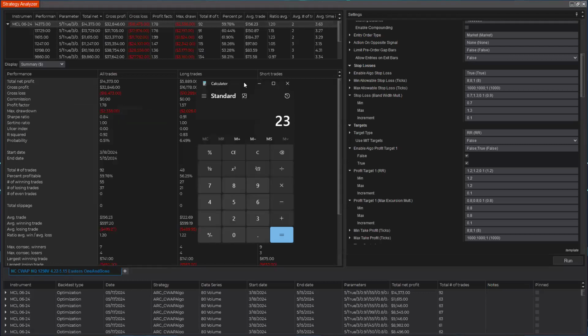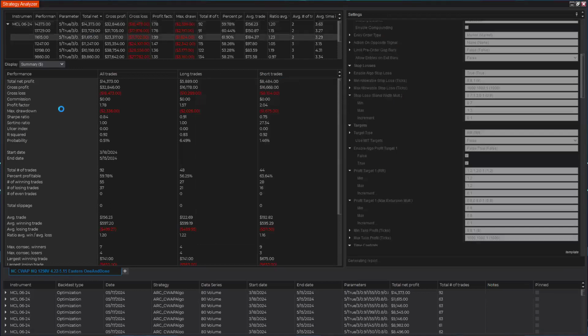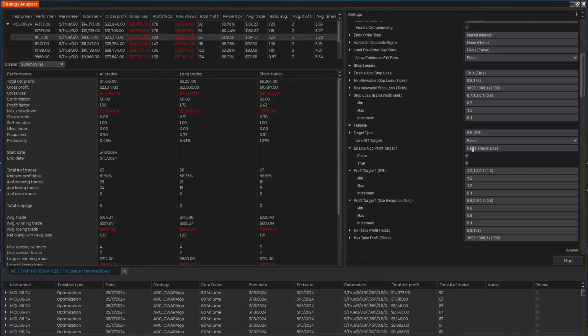Let's go 23.36 divided by 14. Okay, so that's 16.2, which is fantastic, by the way. And this one's a little lower. So we're probably still better off with this one. From a prop trading standpoint, probably still better off with this. All right, so 0.8 is still kind of the best number, so we'll stick with that.